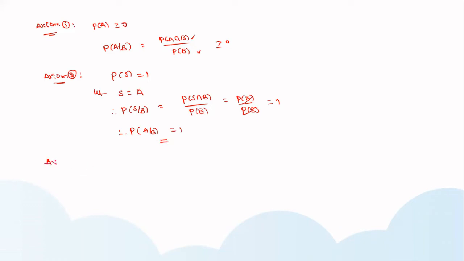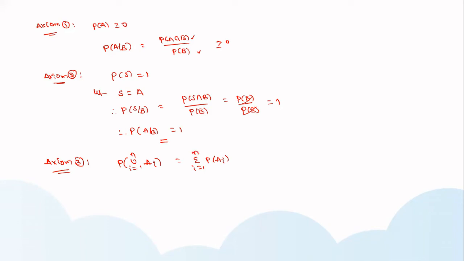And coming to axiom 3. So what is axiom 3? Probability of union i equal to 1 to n of A_i is equal to sigma i equal to 1 to n of probability of A_i. So this is going to be a small n, you can take.